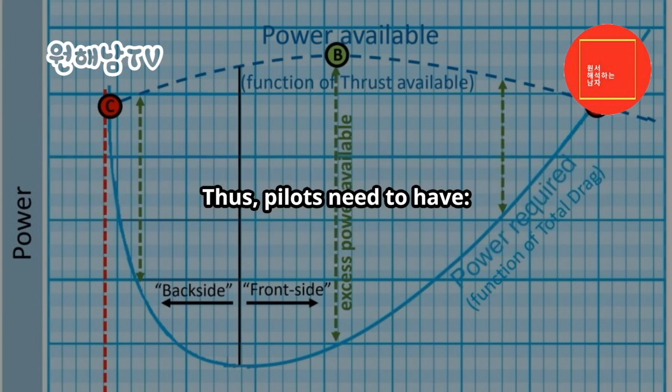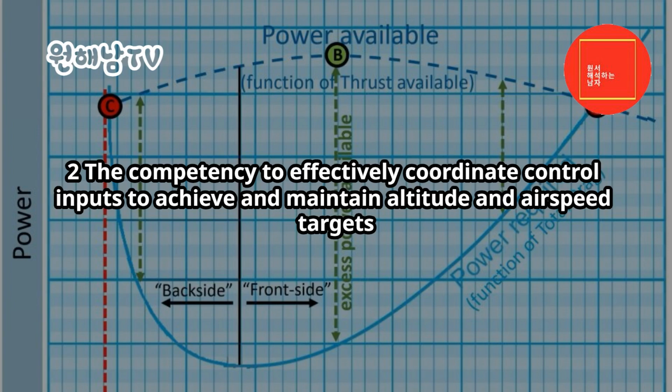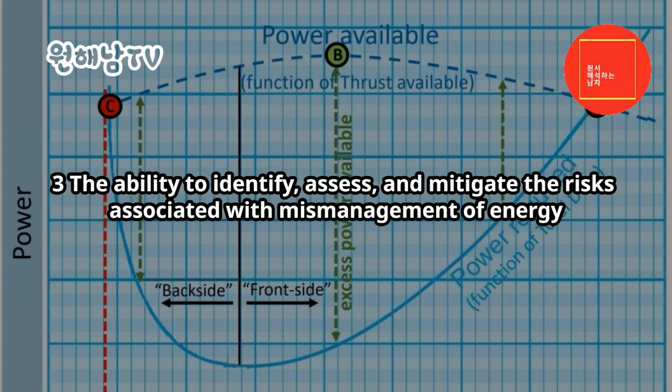Thus, pilots need to have: 1. An accurate mental model of the airplane as an energy system. 2. The competency to effectively coordinate control inputs to achieve and maintain altitude and airspeed targets. 3. The ability to identify, assess, and mitigate the risks associated with mismanagement of energy.